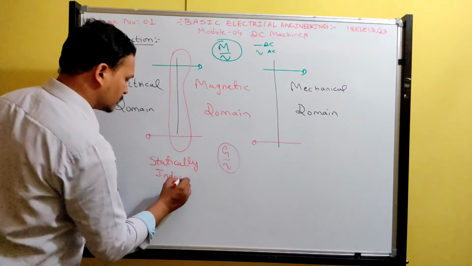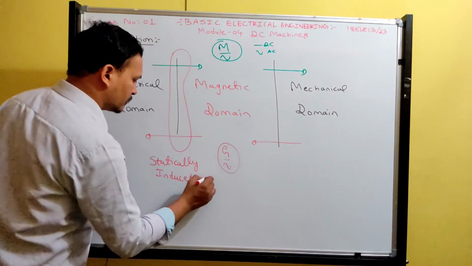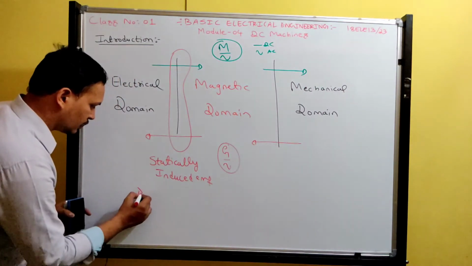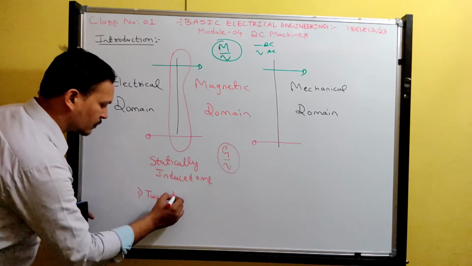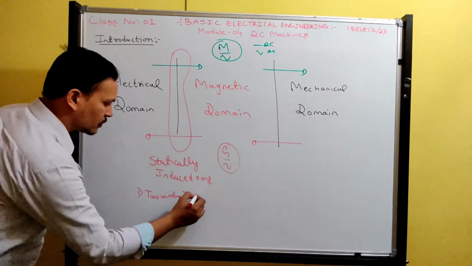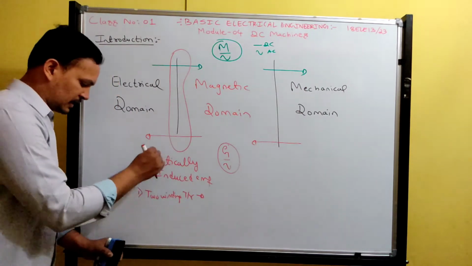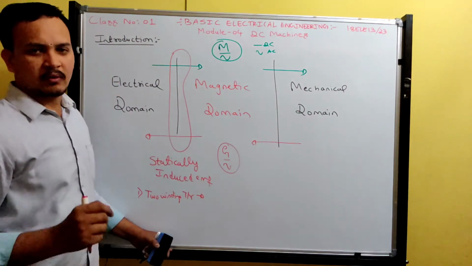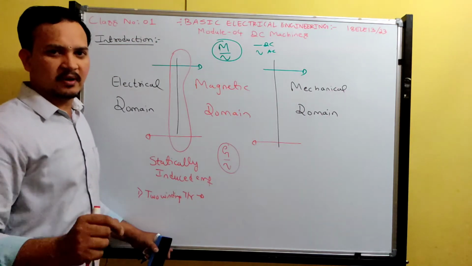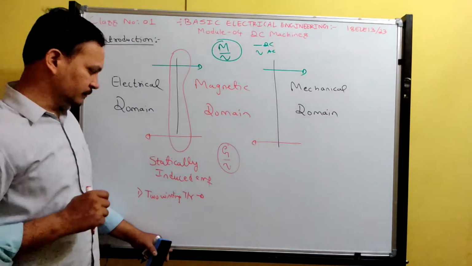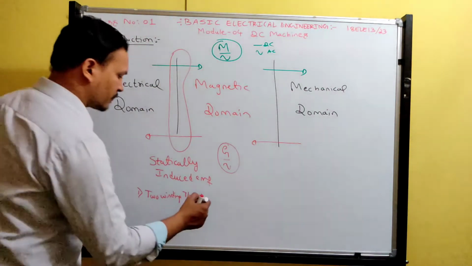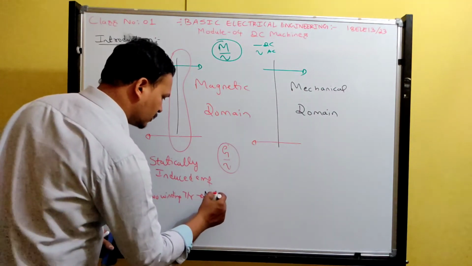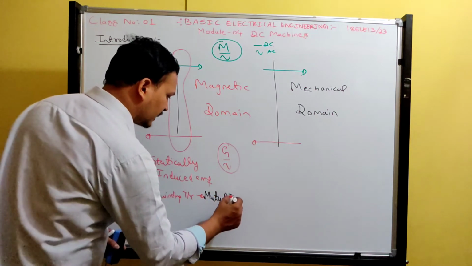Statically induced EMF. So in this transformer, the two-winding transformer works on, in statically induced EMF we have two types. What are those? Mutually induced EMF and self-induced EMF. But the two-winding transformer works on the concept of mutual induction.